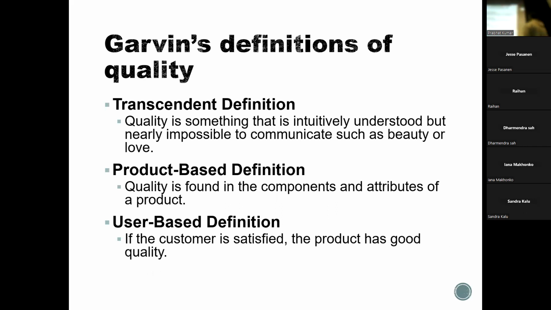However, if I talk about Garvin's definition of quality, there are multiple definitions of quality. It's not one. There are multiple. For example, the first one, the transcendent definition. Quality is something that is intuitively understood but nearly impossible to communicate, such as beauty or love.